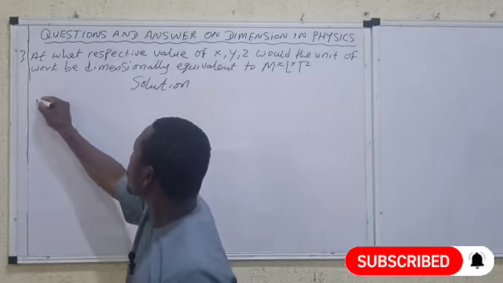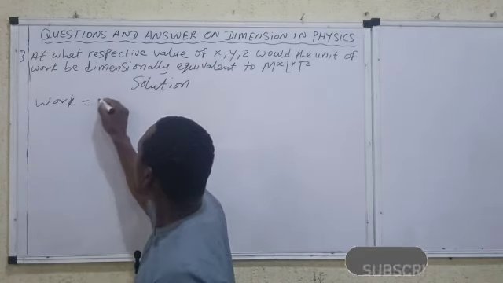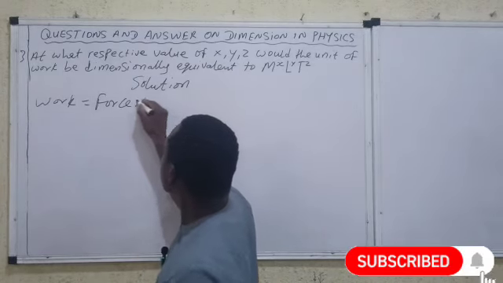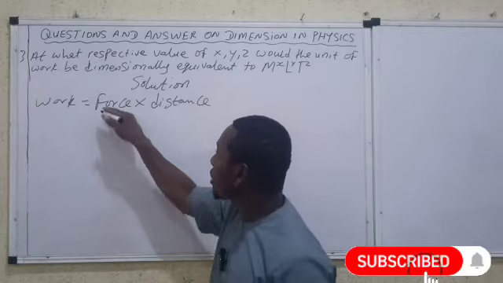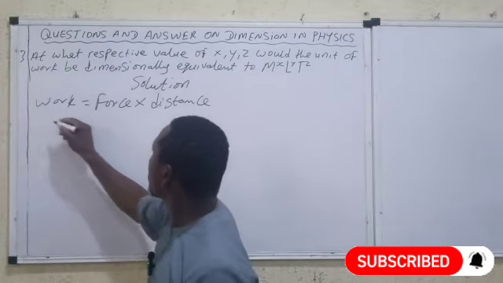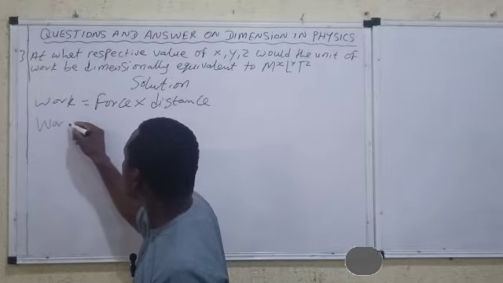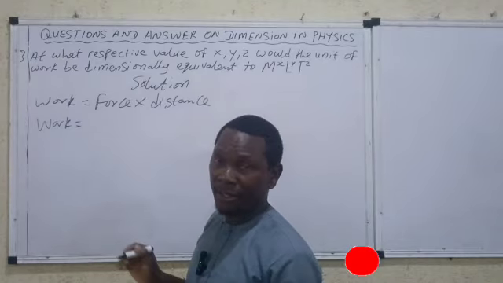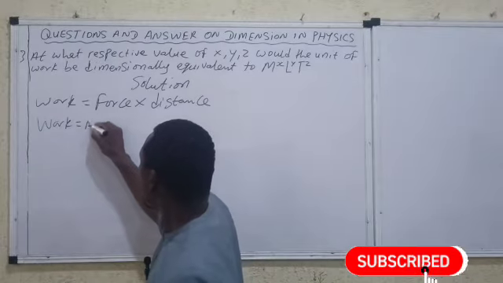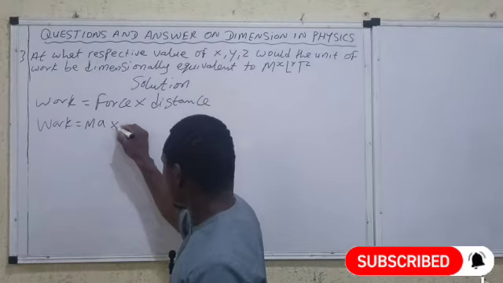First thing, what is the formula for work? Work is force times distance. Now we can break down force. Do you know that force is ma, mass times acceleration? So ma times d.